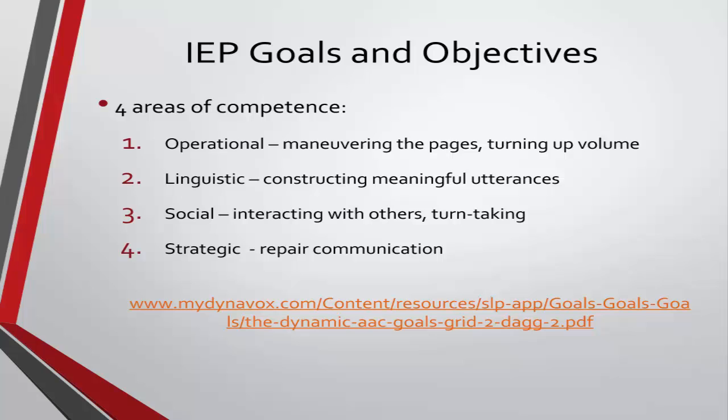Linguistics, so how do we construct meaningful utterances? If they're like Jabari, he would say complete sentences, but he didn't know plurals and past tense. So what did they do? Wrote goals and worked on how to get him to understand what plurals meant and what past tense means. And "ing," all that kind of stuff. And so now he knows those.